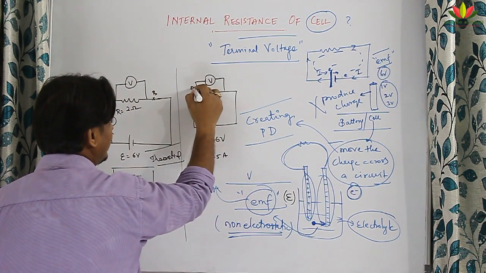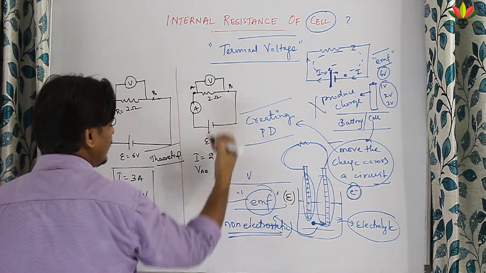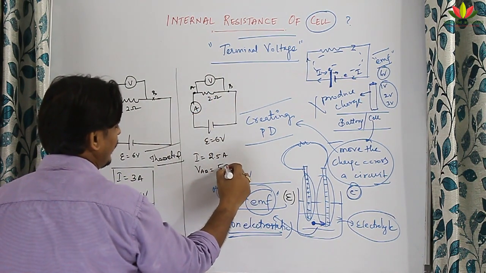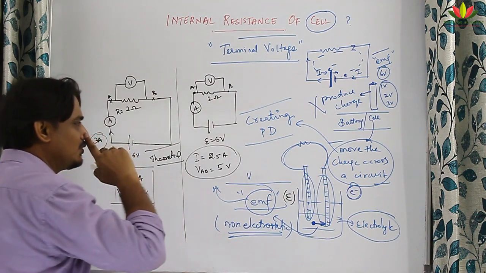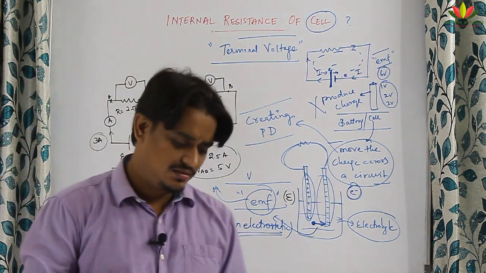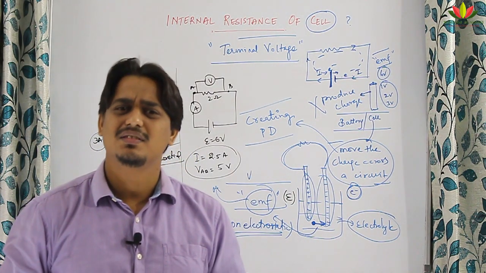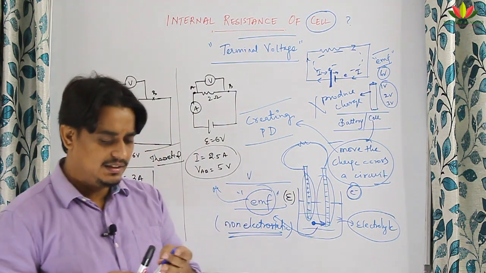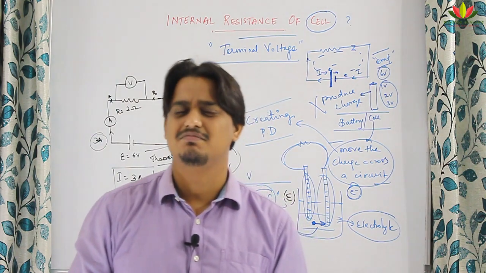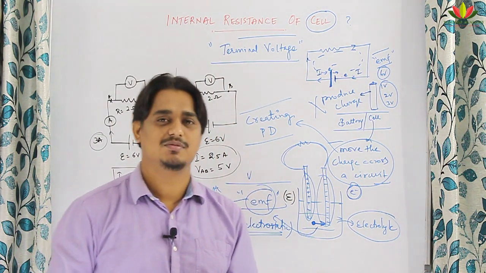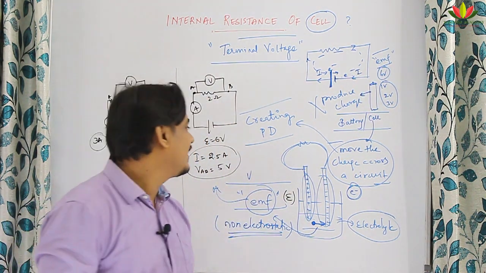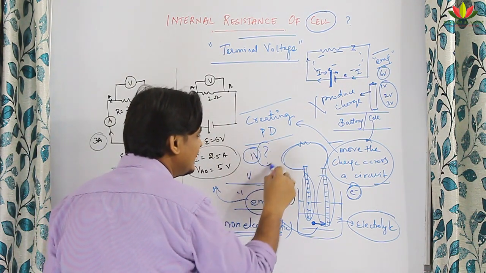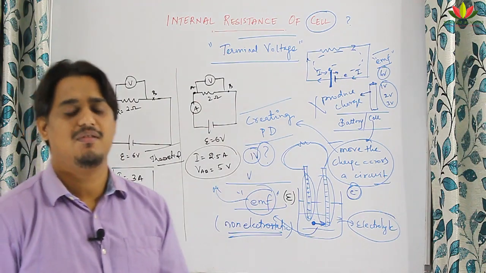This is the point A and this is the point B. V across AB will be equal to IR, I is 2.5 into 5, so 5 volts. So, I bought a cell of 6 volt, but what I am getting is only 5 volt. Did the shopkeeper cheat me? No, he never cheated you. Then where did this 1 volt go?